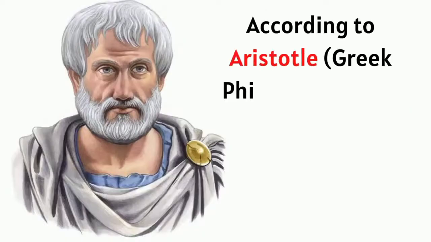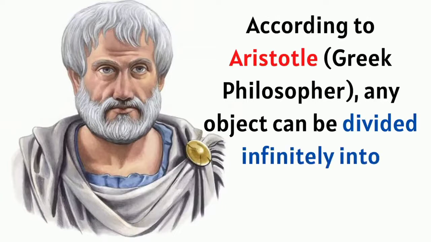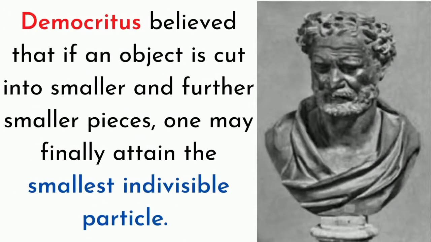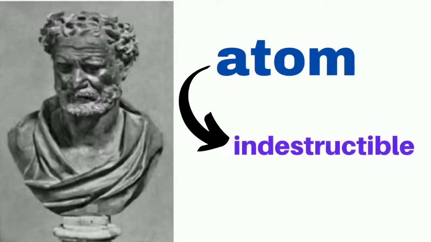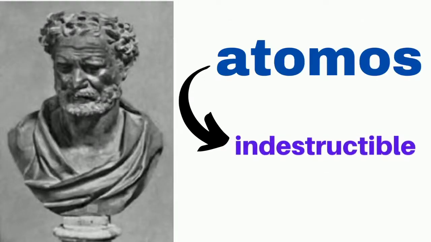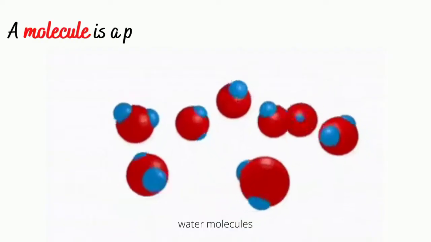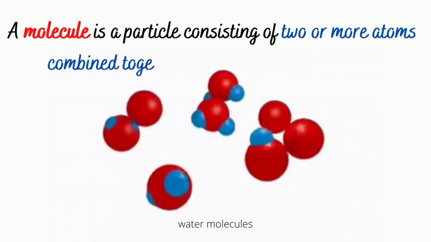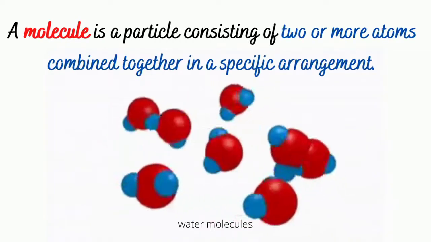According to Aristotle, a Greek philosopher, any object can be divided infinitely into smaller pieces, but Democritus believed that if an object is cut into smaller and further smaller pieces, one may finally attain the smallest indivisible particle, which he referred to as atomos, which means indestructible. A molecule is a particle consisting of two or more atoms combined together in a specific arrangement.